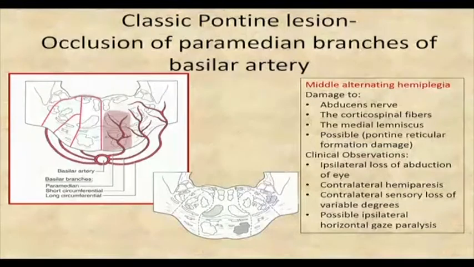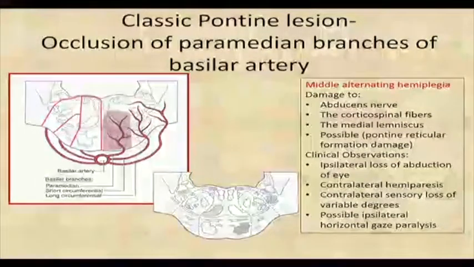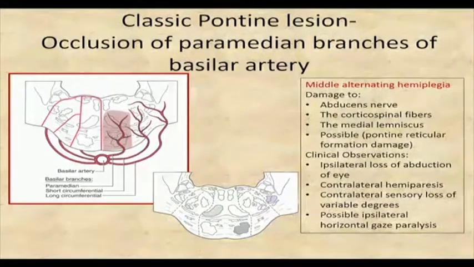And so you can see how these paramedian branches are going to service this area. The abducens nerve is coursing just lateral to the corticospinal tract, right in that area. And so you're going to lose the abducens nerve. You're going to lose some corticospinal fibers. The medial lemniscus, which is up here, is also going to be affected. And so you end up having clinical observations of ipsilateral, which is on the same side, loss of abduction, because the abducens nerve is going to innervate the lateral rectus muscle. Okay?